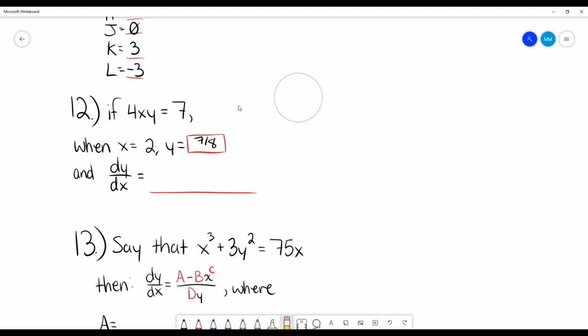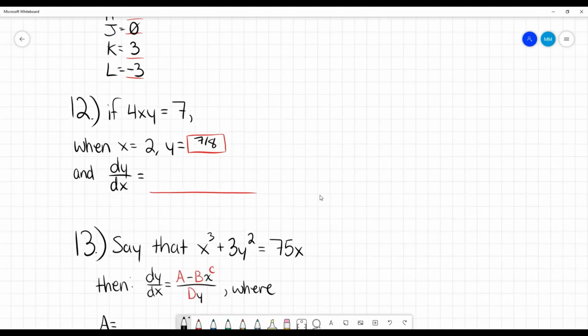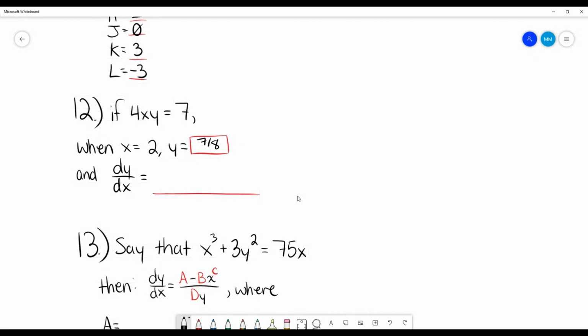And now, also when x equals 2, our dy dx equals what? Well, let's go ahead and derive this. So this is some implicit derivative here. It's lagging again, sorry. I hope it's recording okay if it's lagging that much.